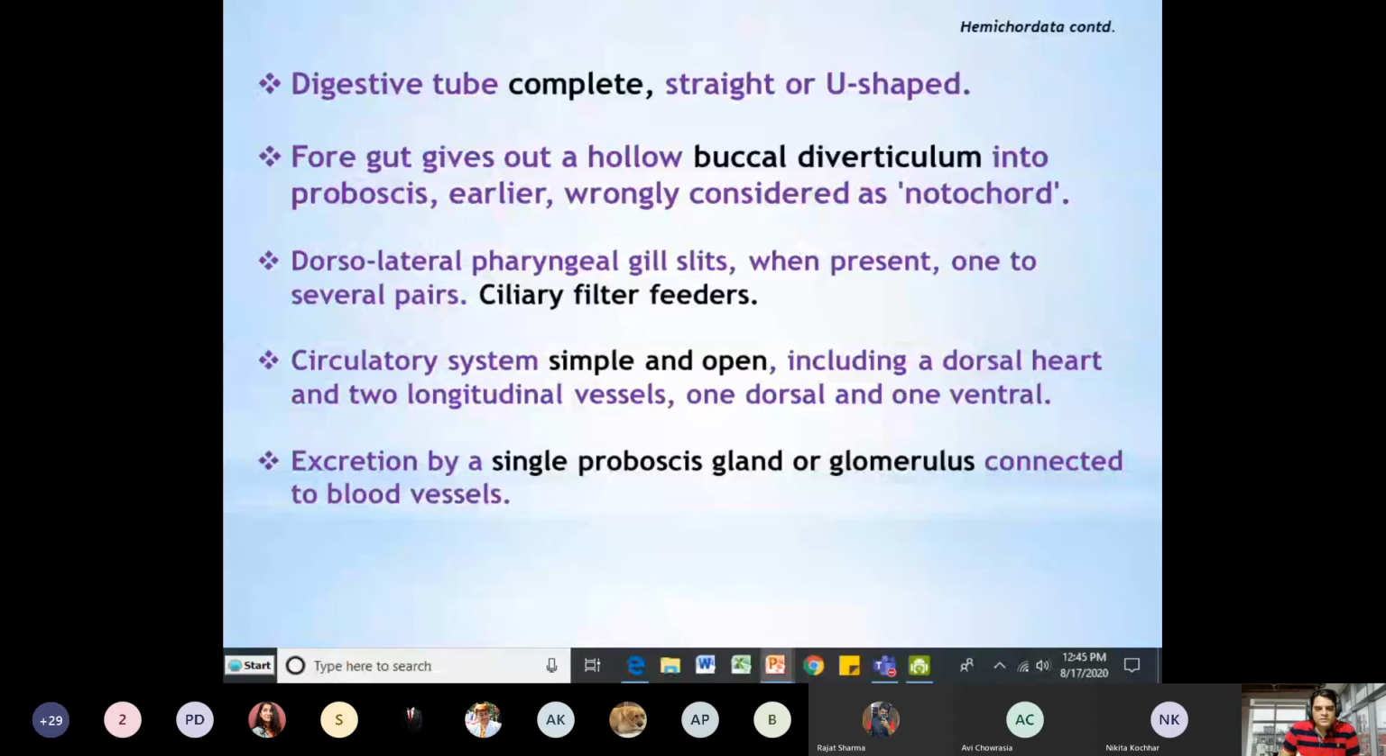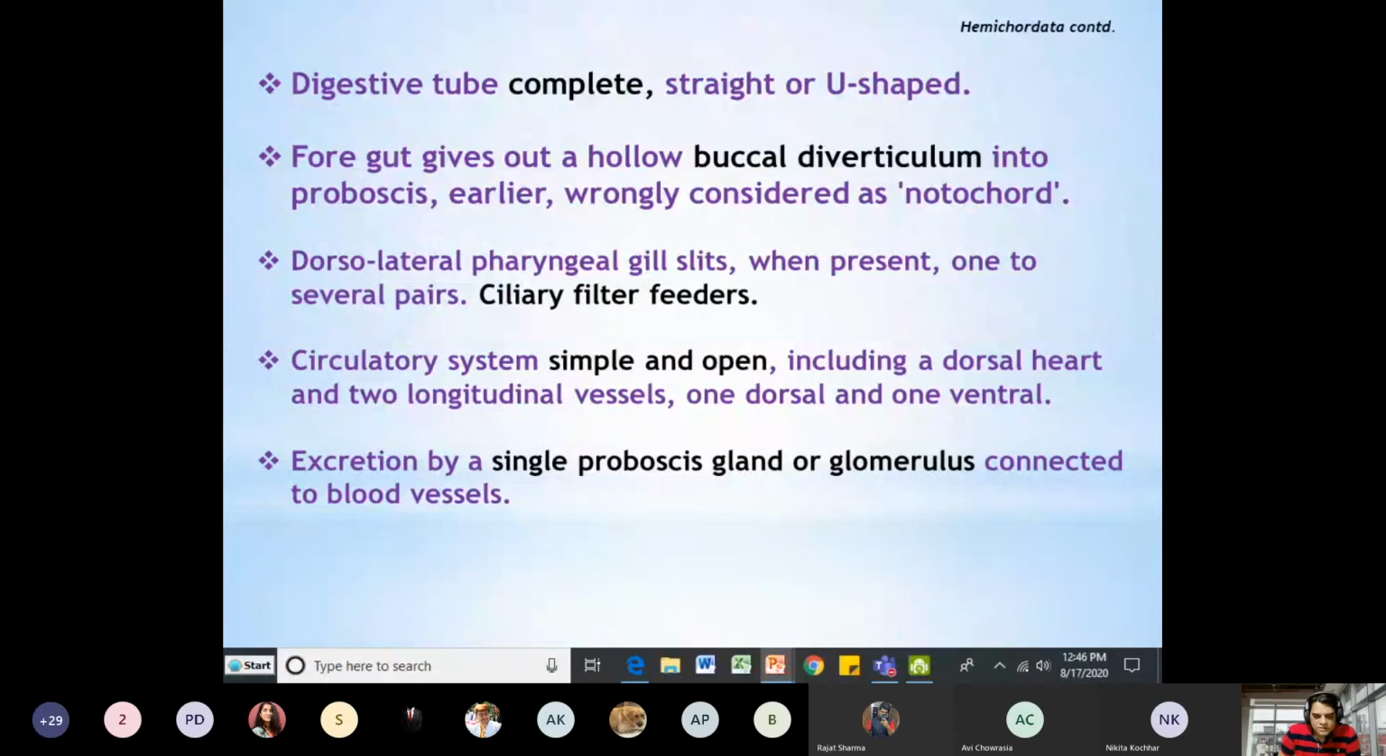Then their foregut gives out a hollow buccal diverticulum into the proboscis, earlier wrongly considered as notochord. Dorsolateral pharyngeal gill slits are also found. When present, they are found in one or several pairs, and they are ciliary filter feeders. They have cilia in their pharyngeal region, which are used for filtering the incoming water current.